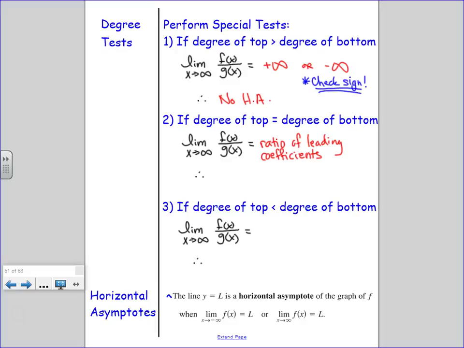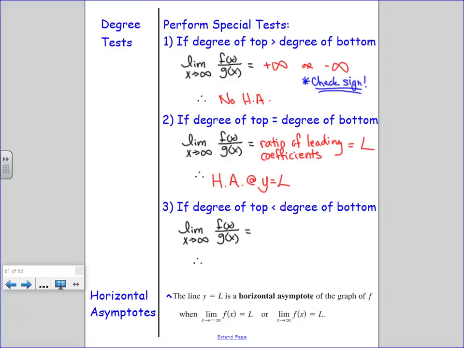And the ratio of the leading coefficients is going to be a number. And if the limit as I approach infinity is a number, that means it is being restricted. And since it's being restricted, I am going to have a horizontal asymptote at, well, I'll just call it L, whatever that number is, whatever that limit is. After you take the ratio, that is the horizontal asymptote.